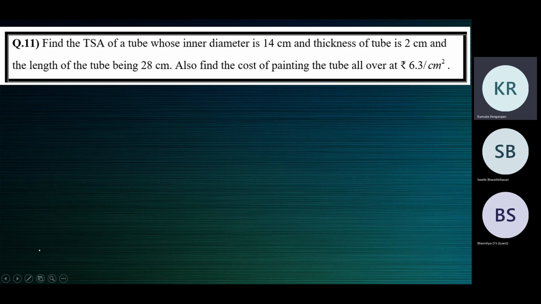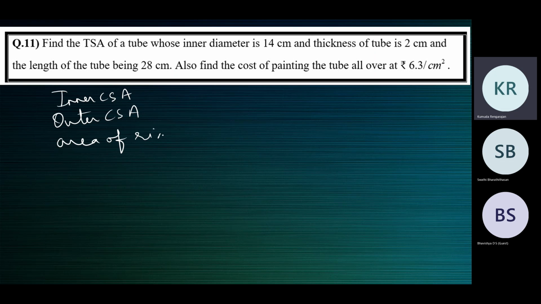Okay, so now children, listen to me carefully. To find the total surface area, we need to find the inner CSA, the outer CSA or the outer curved surface area. You need to find the area of the ring on the top, and the area of the ring below, or at the bottom.